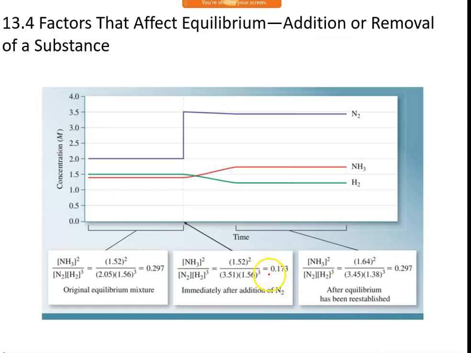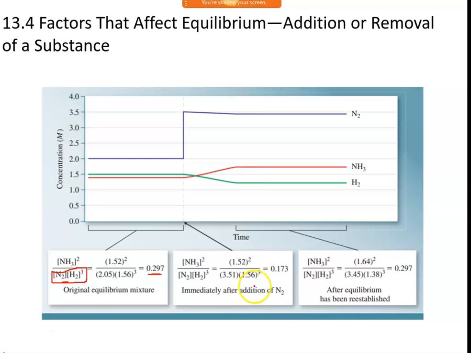I think they talk about the Haber process here a little bit. Here they talk about the equilibrium. If you notice that the original equilibrium constant is 0.297, that implies that the equilibrium favors the reactant side, the side of the hydrogen and nitrogen, because that value is less than 1. So it means I'm larger on the bottom.